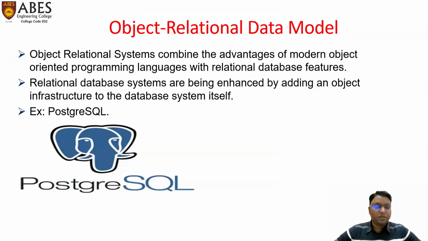Next is object relational data model, which combines the advantages of relational databases and object-oriented programming. So it is a very powerful approach to handle the data model. Relational database systems are enhanced with object infrastructure. For example, a popular object relational database system like PostgreSQL is very known and very useful in the field of computer science.